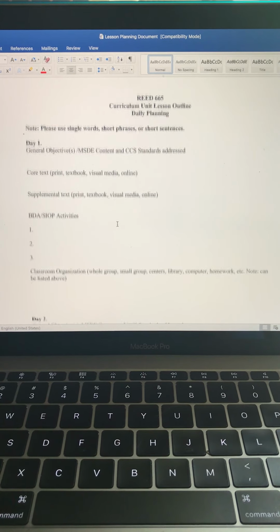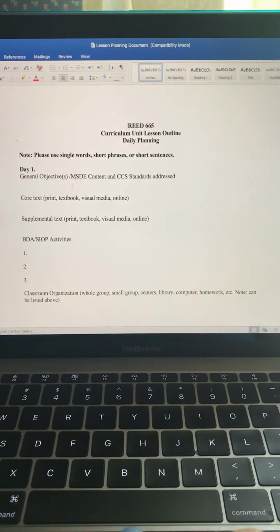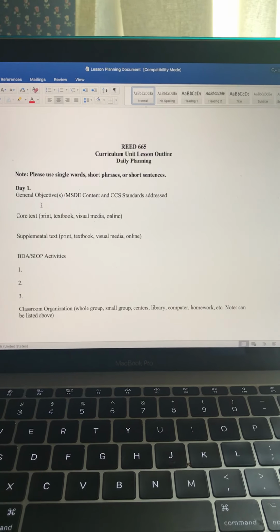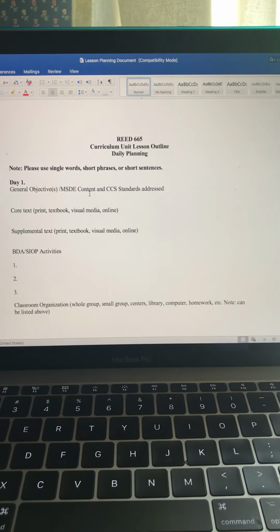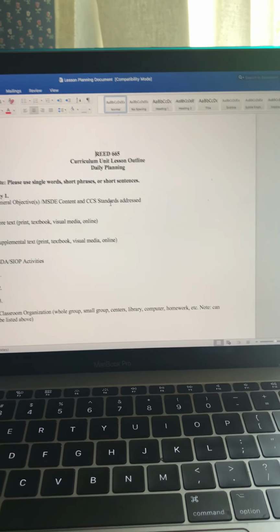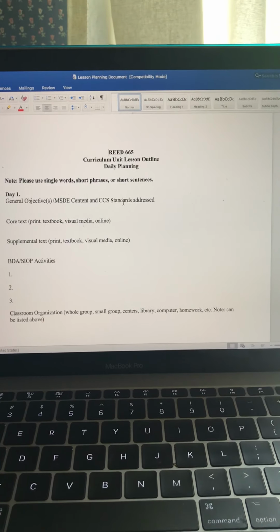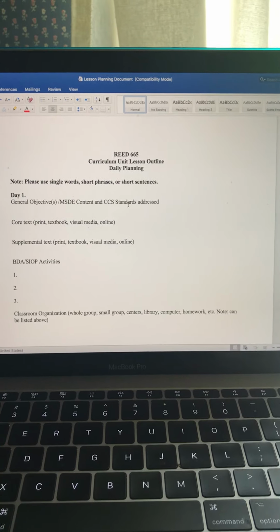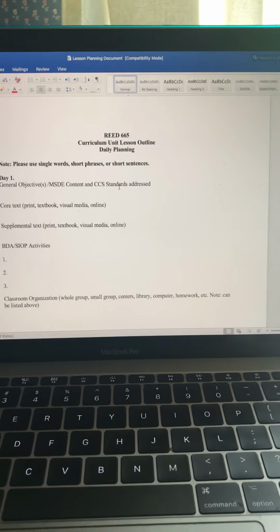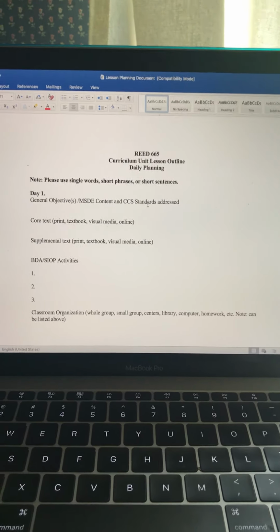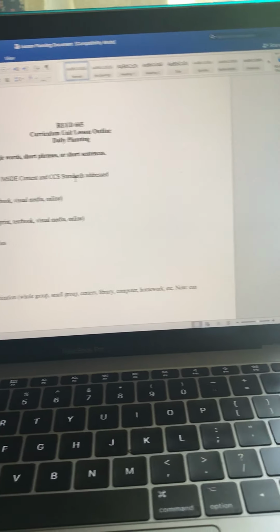Now the lesson plans are all laid out for you of what you need. You need to address for each day your general objectives, what you would do. Again, this is based on your case study. You're thinking about what this is now your case, this is now your unit. These are going to highlight all of the great changes that you've made.